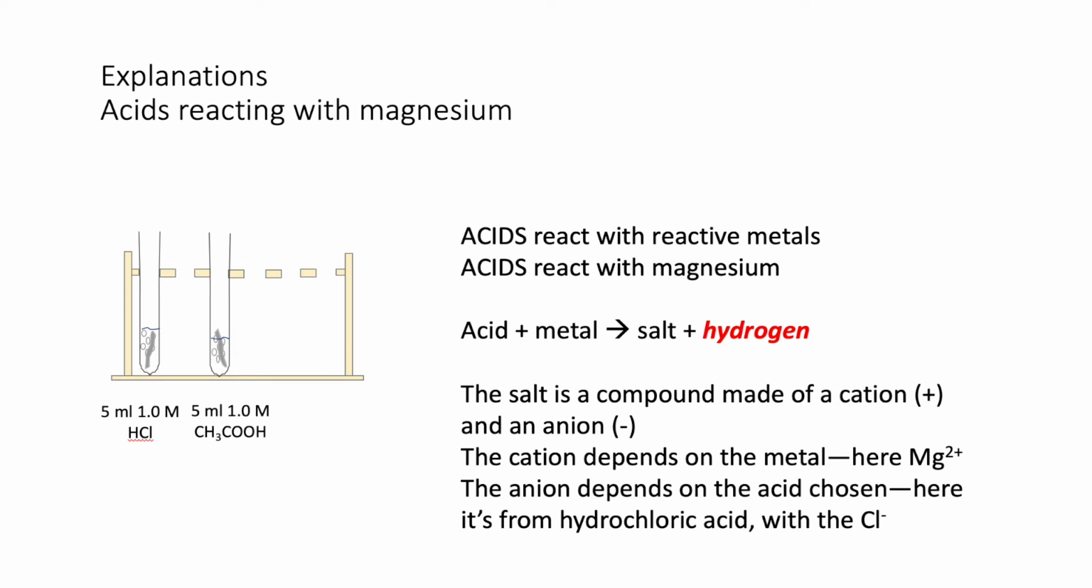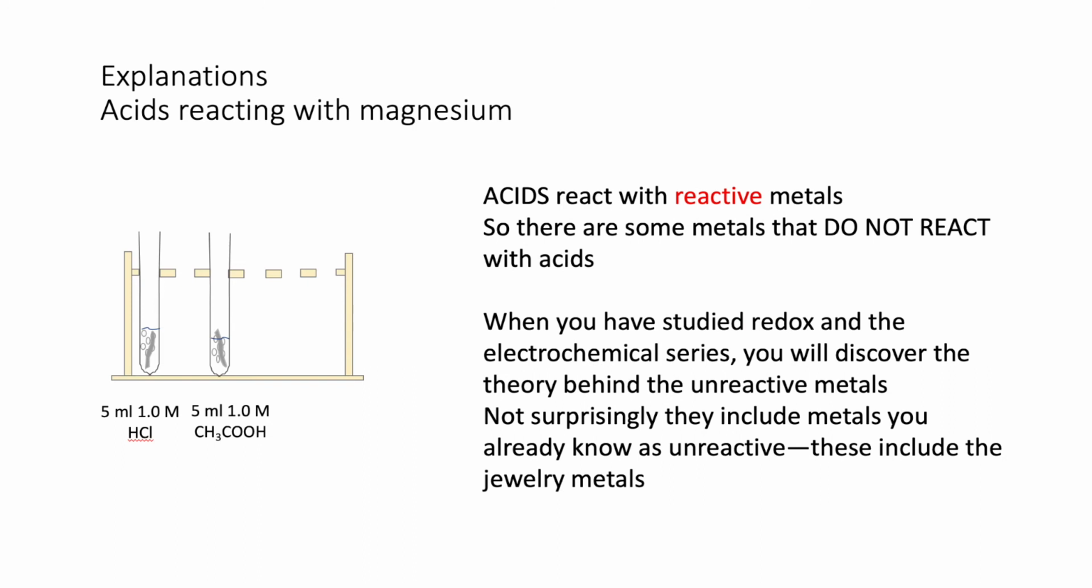The other product is salt, made of a cation and an anion. The cation in the salt depends on the metal. Here it's magnesium. And the anion depends on the acid chosen, the non-hydrogen part of the acid, and here it's the chloride ion, Cl-. So the salt's name here is magnesium chloride.